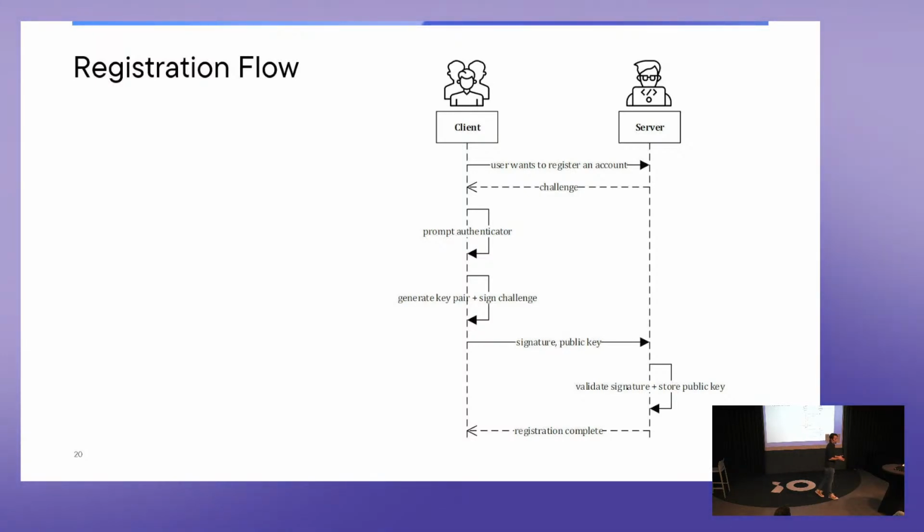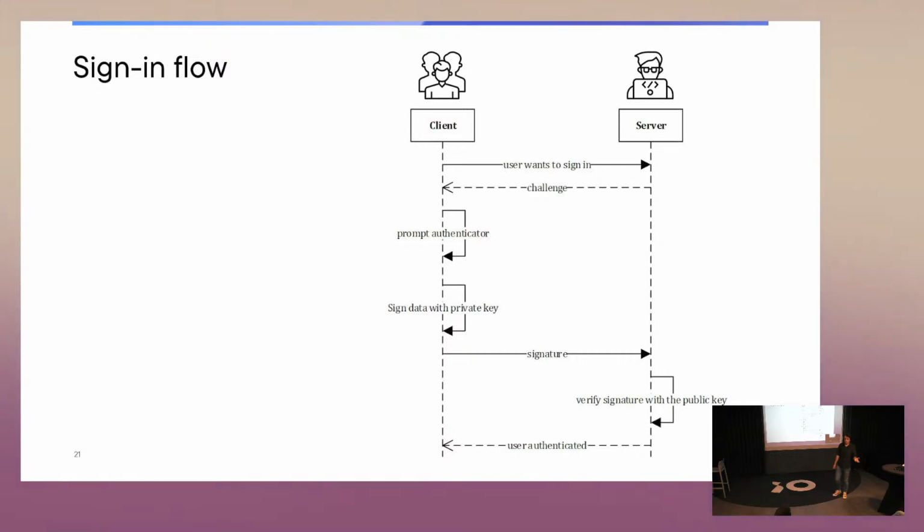It does its ceremony by, for instance, scanning their fingerprint. And at that point, the private-public key pair is generated. And with the private key, the challenge is signed. And together with the public key, that is sent over to the server. The server then validates that signature and stores the public key in their database.